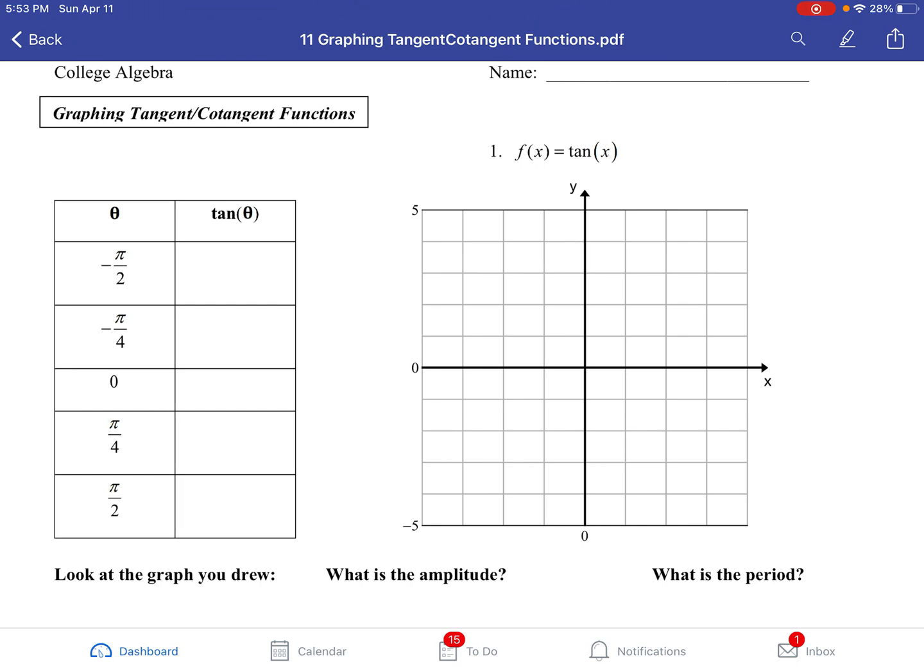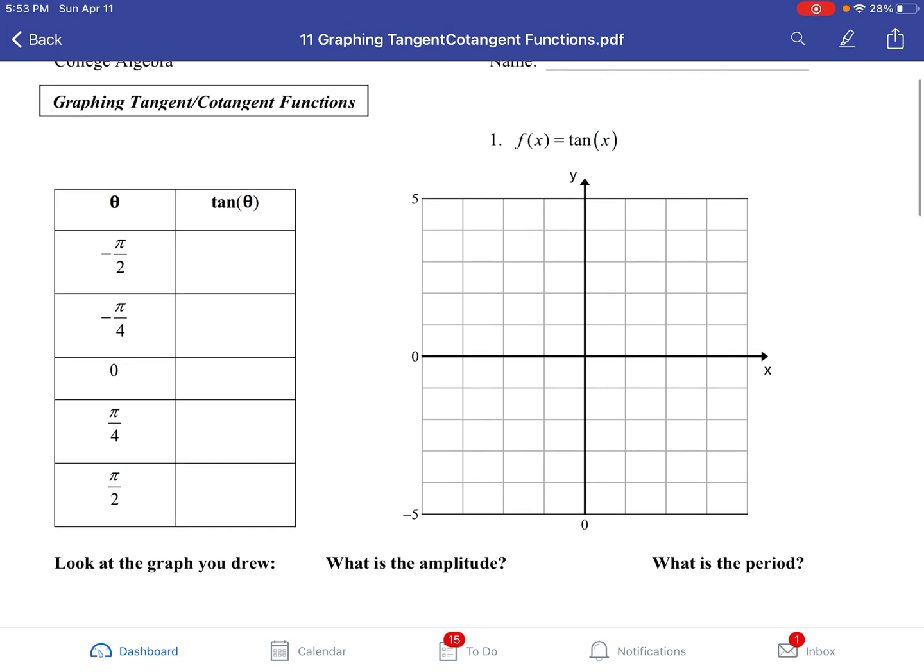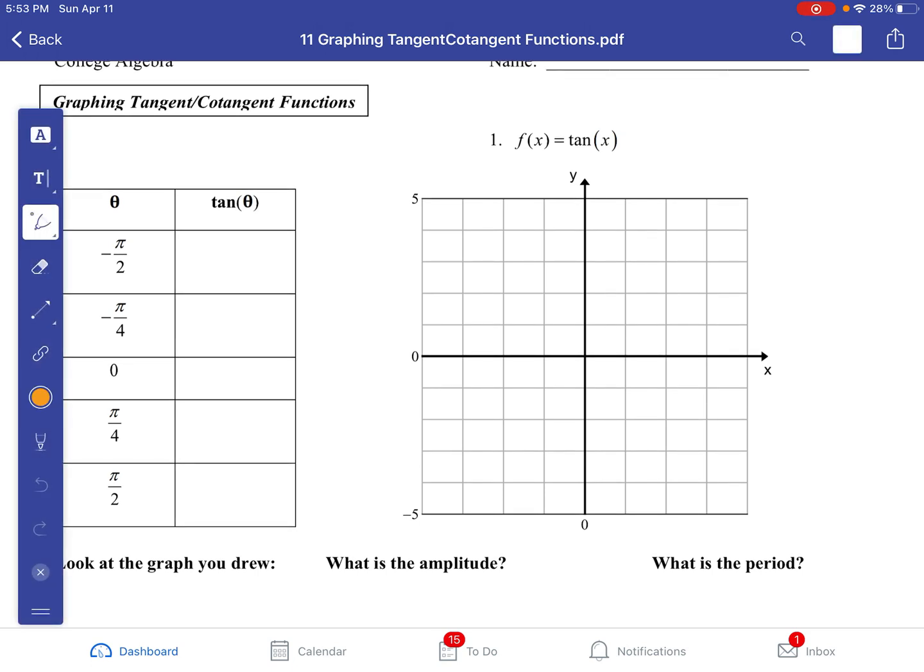So, let's go back and look at what that means. At negative pi over 2, our graph is going to be undefined. We just saw that in the unit circle. At negative pi over 4, you have negative root 2 over 2 divided by positive root 2 over 2, which is negative 1. At 0, your tangent is 0 divided by 1, which is 0. At pi over 4, you have root 2 over 2 divided by root 2 over 2, which is positive 1. And at pi over 2, you again have undefined.